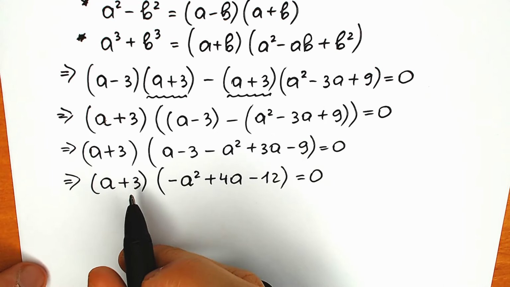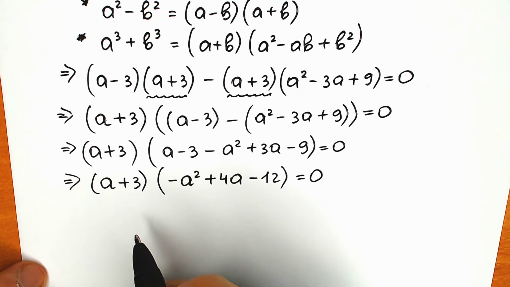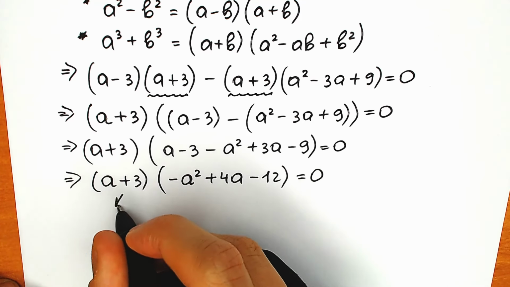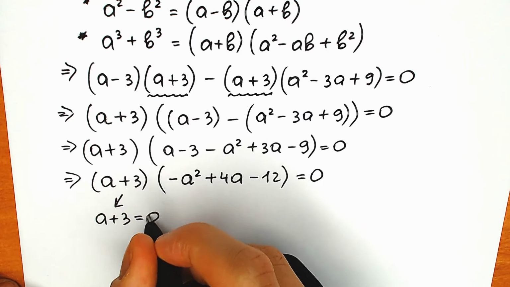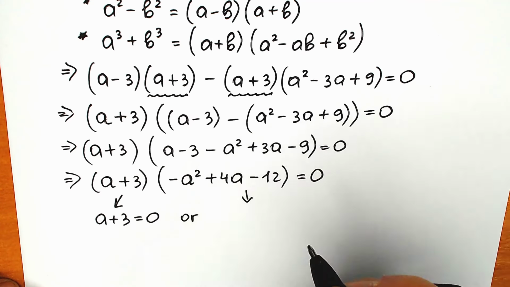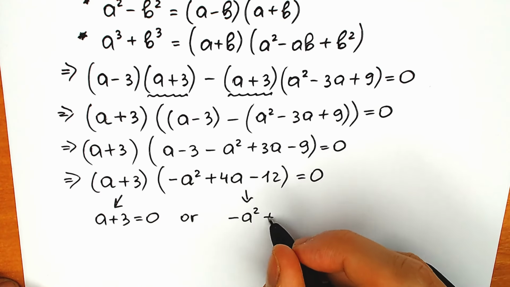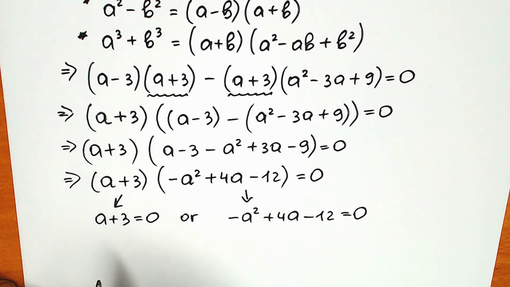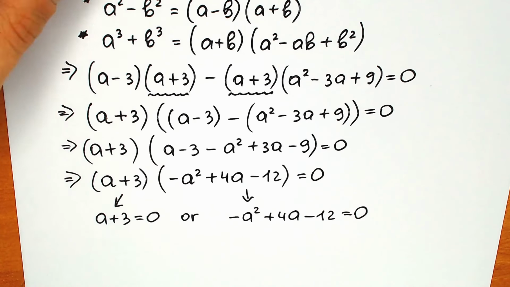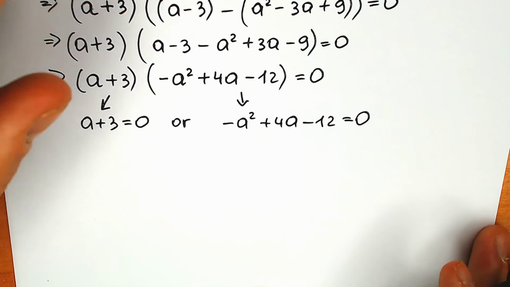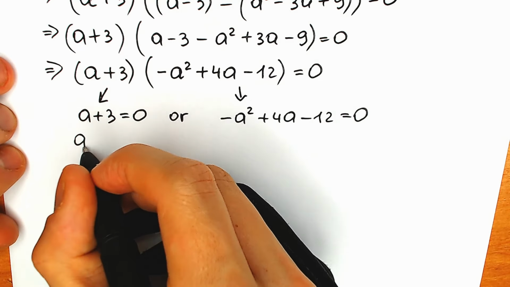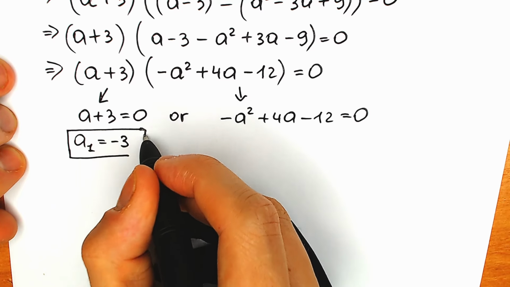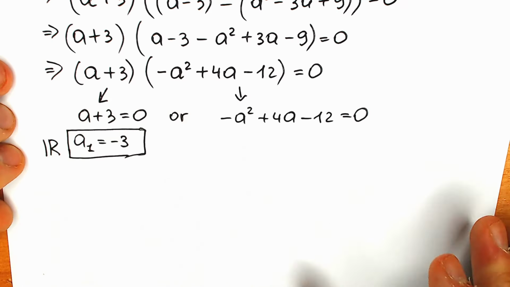Right now, let's look at this question from a different angle. We have a product of two parentheses. A product of two parentheses equal to 0 when the first parenthesis equal to 0, so a plus 3 equal to 0, or another parenthesis equal to 0, this one, minus a square plus 4a and minus 12 equal to 0. So we have two equations. This one is our linear equation. We can solve it without any problems. We can write that a first equal to minus 3 from here, yeah, minus 3. This is our first real number root.